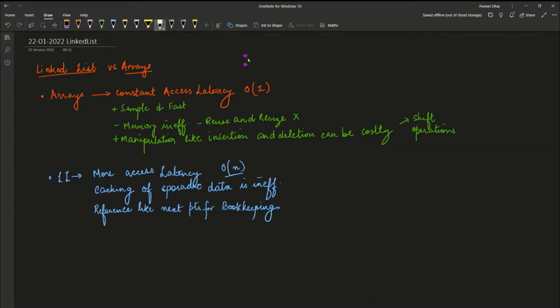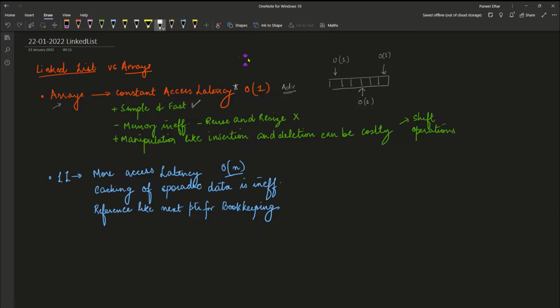Let's continue our discussion around linked list versus arrays. Now, arrays have an inherent advantage, and the advantage is that they have a constant access latency, that is O of 1. So across the whole array, whether we access the first element, the middle element, or the last element, all of them are accessed in the same latency, that is of the order 1.